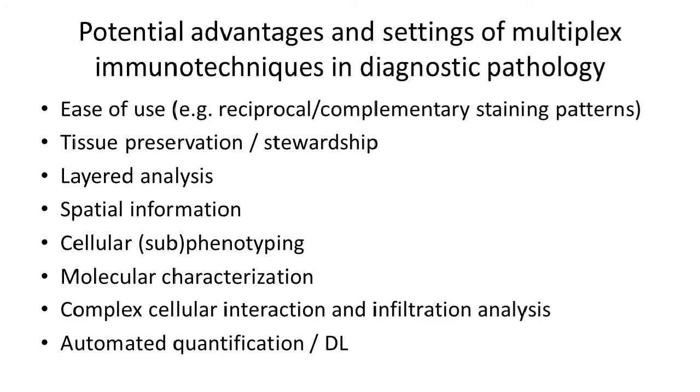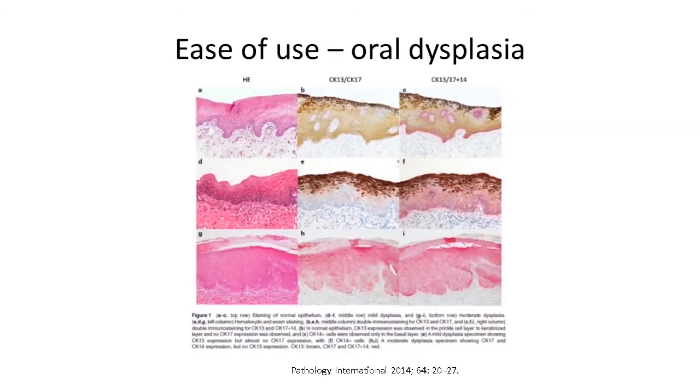Increasingly, we could also use various different stains to molecularly characterize a tumor if we know what the underlying potential molecular alteration is. And something that undoubtedly today will also be discussed is the analysis of complex cellular interactions and infiltration, particularly in the context of immuno-oncology. That will also require automated quantification and deep learning approaches, which is something that I'll only just briefly touch upon and which I no doubt will also be discussed today in later talks.